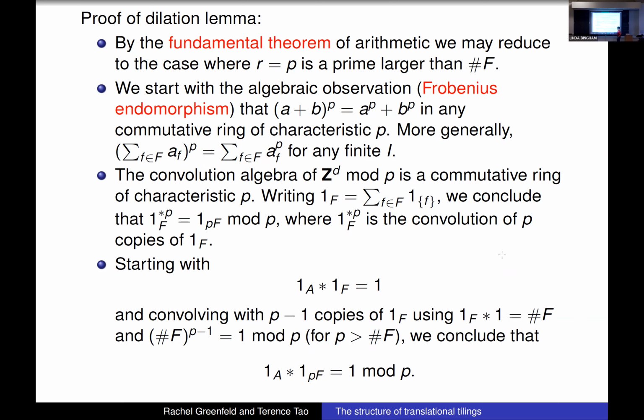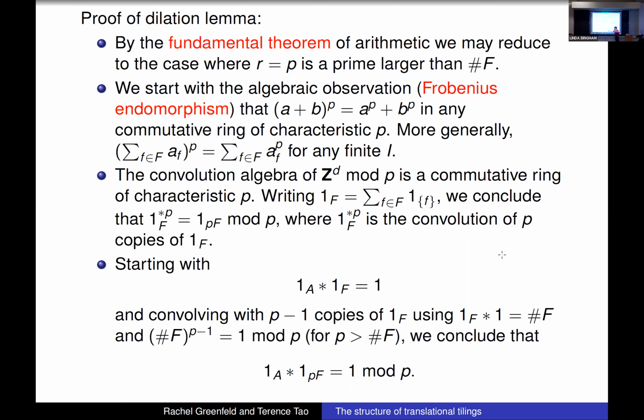So now what we do is we start with our tiling equation. We assume that A tiles F, so we have this convolution equation. And we just convolve by more and more powers of 1 sub F. So we convolve both sides by p minus 1 more powers of 1 sub F. And we use the fact that if you convolve 1 sub F with itself p times, you get 1 sub pF. And you use the fact that convolution is associative. And you also use Fermat's little theorem, because why not?